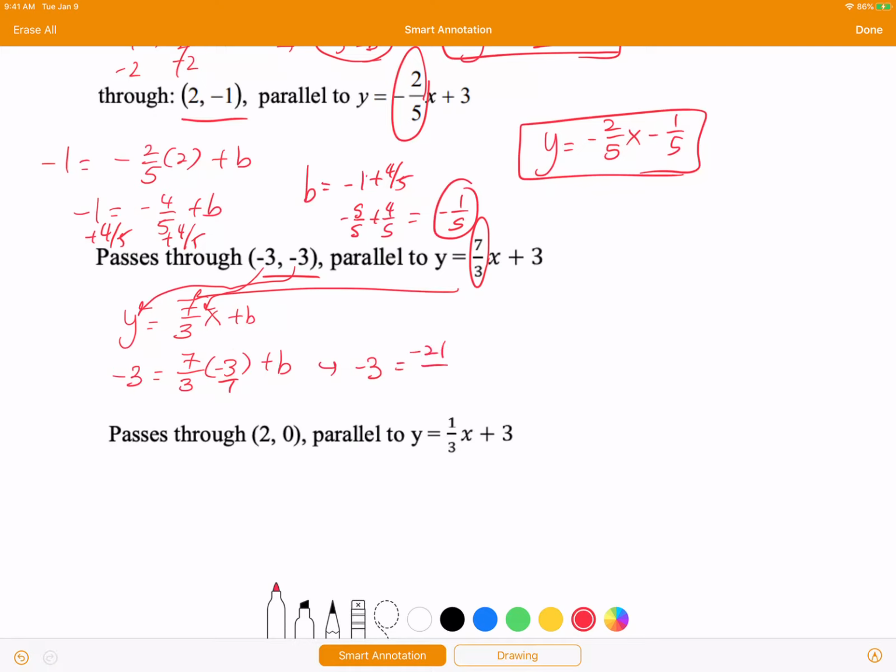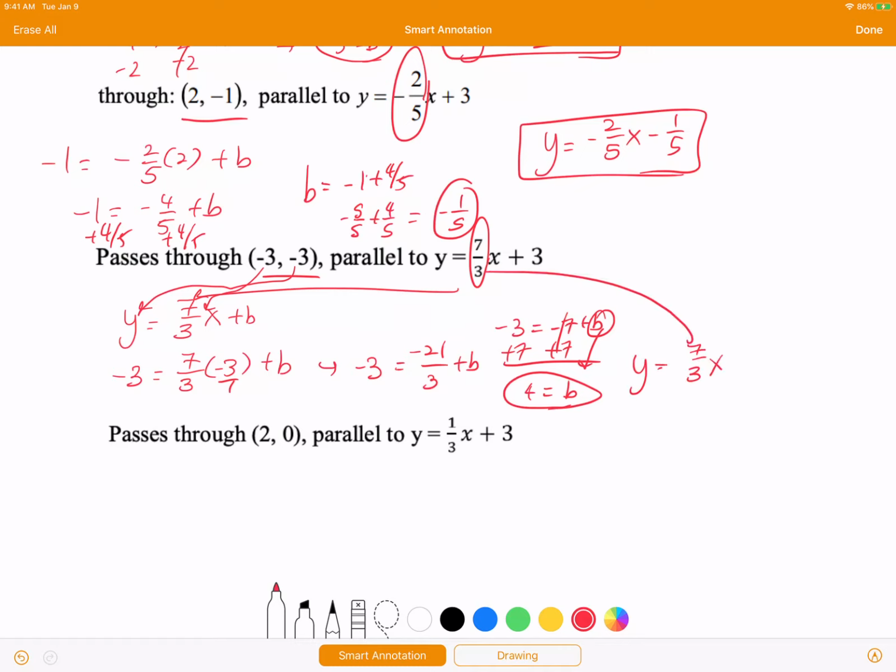Negative 21 over 3. I'm sorry, that's not 21. That should be 3 plus b. Negative 3 is equal to negative 7 plus b. If I move this just a little bit to the top so we can see, you add 7 on both sides of the equation so we can get the b value by itself, and I get a 4 for that. So my final answer, y equals 7 over 3x.